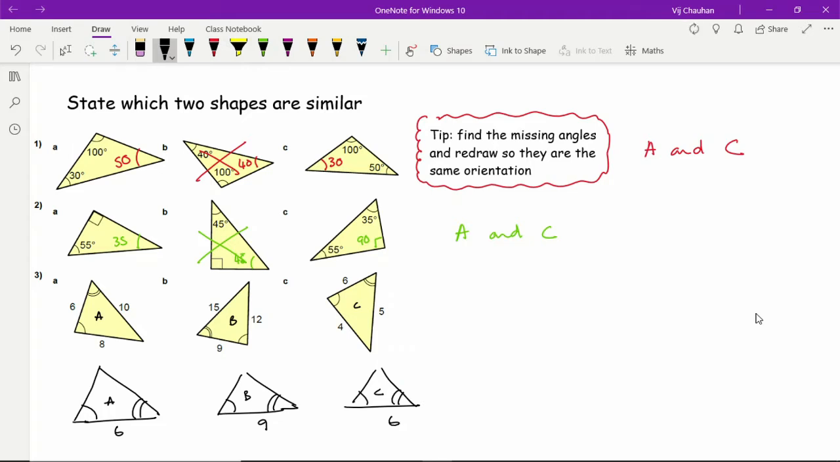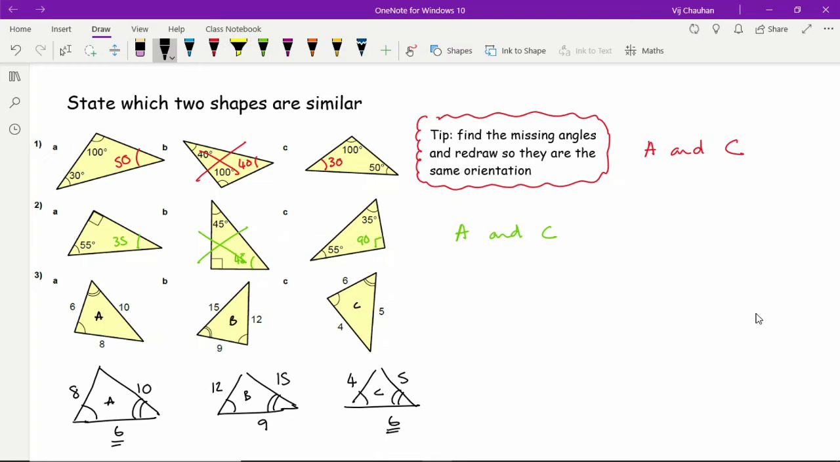And then for the left hand side I've got 8, for A I've got 12, and I've got 4. And for the other side I've got 10, I've got 15, and I've got 5. Now as you can see straight away that I've got 2 sides that are similar, or exactly the same, which is 6 and A and C.